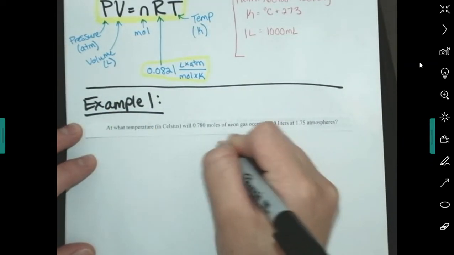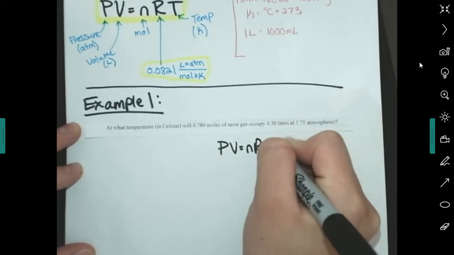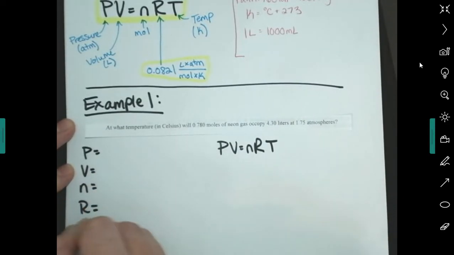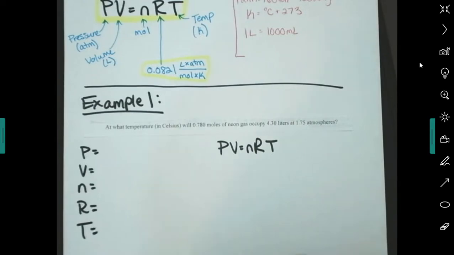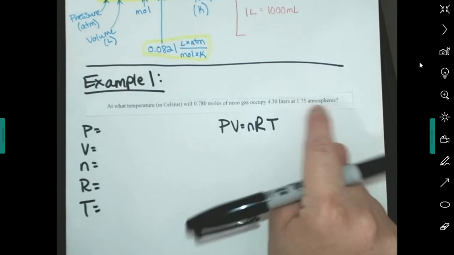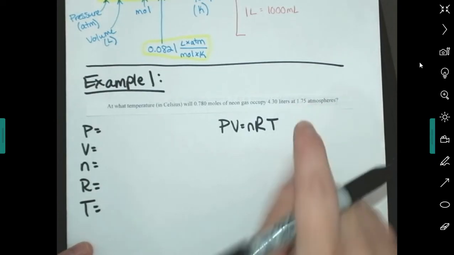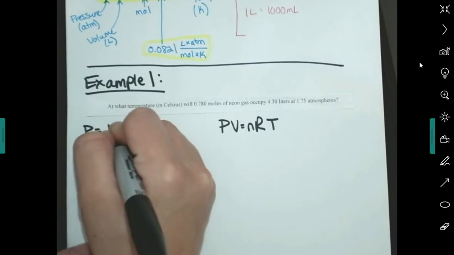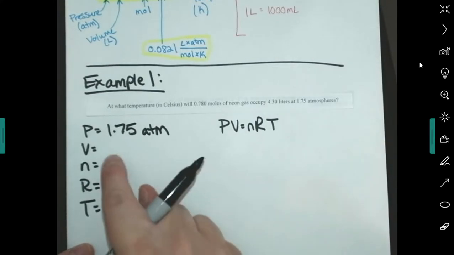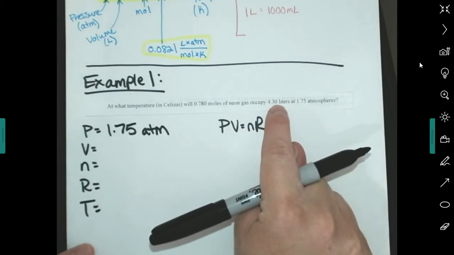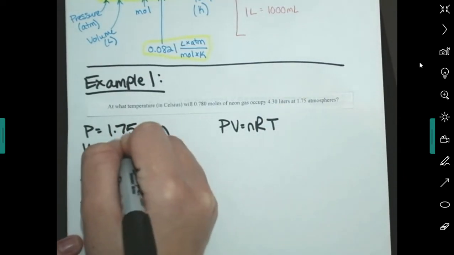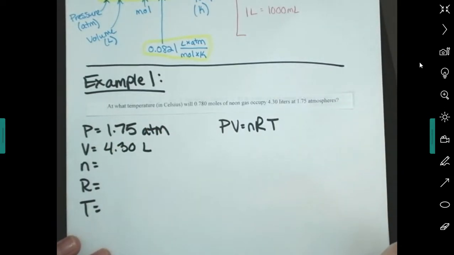So we know our equation is going to be PV equals nRT, and let's write down each variable. Get it all laid out like that. So pressure. Which of these numbers is pressure? Looks like this one, because it's in atmospheres, and atmospheres is a unit for pressure. So for P, let's do 1.75 atm. Volume. Here we have 4.30 liters. Liters is a volume unit, so let's write 4.30 liters down for volume.